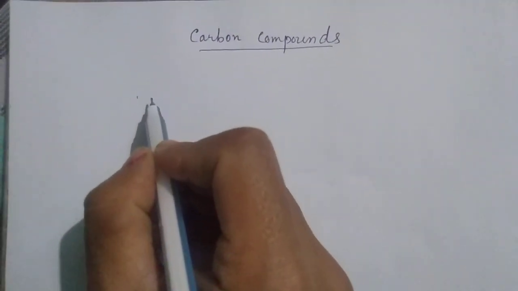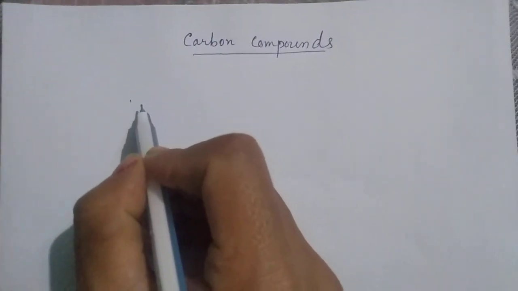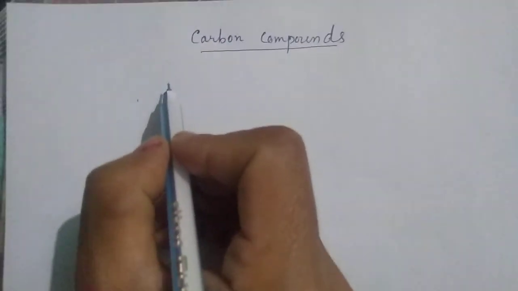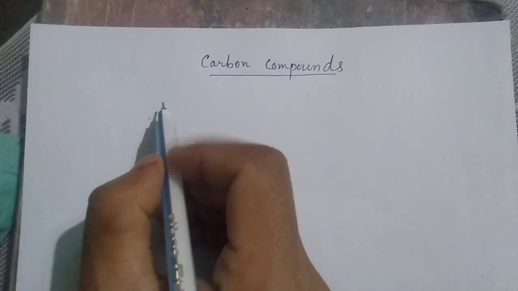Hello everyone, in this video I am going to share about carbon compounds. In the last class I discussed some of the carbon compounds, and once again we are going to discuss more about carbon compounds. When we say carbon, we have to know that carbon has 4 valency, so it should have 4 valency to be a stable compound. So let me write a carbon compound.